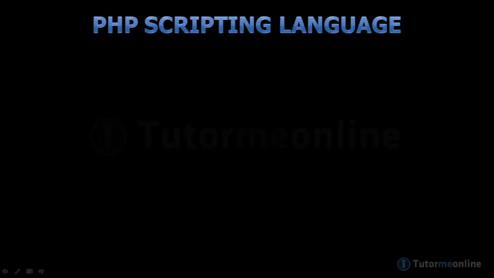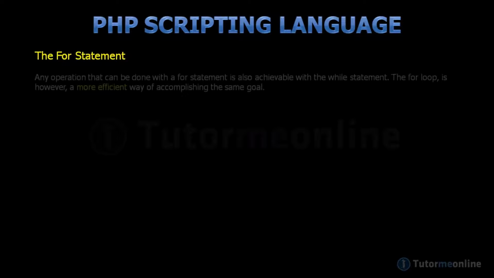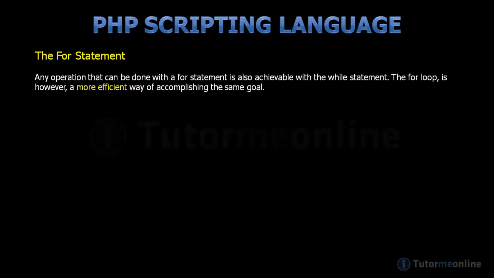The final iterative construct that is available to us is the for statement. Any operation that can be done with the for statement is also achievable with the while statement. The for loop is, however, a more efficient way of accomplishing the same goal.